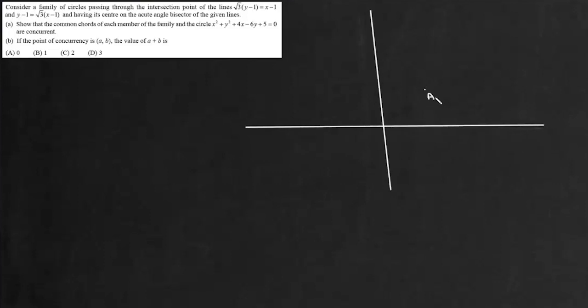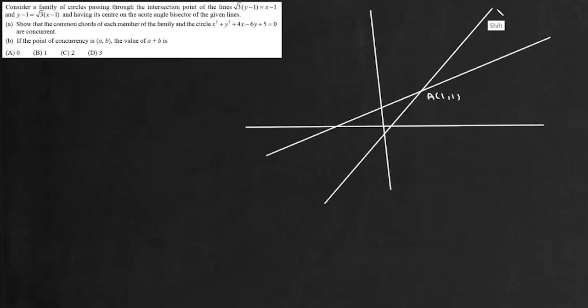So this is your point, say A, (1, 1). Now for the first line, slope is 1 by root 3, and for the second line, slope is root 3. So one of them is going to make an angle of 30 degrees, and the other one is going to make an angle of 60 degrees. Now the center of the circle lies on the acute angle bisector of these two lines. Now we know that this angle is 30 and this is 60, so this angle will be 45. So the slope of this line is tan 45, and the equation of this line will be y minus 1 equals 1 times (x minus 1). So the center of the circle will lie on the line y equals x.